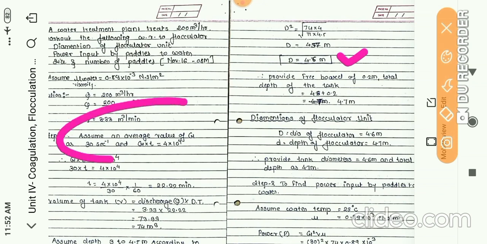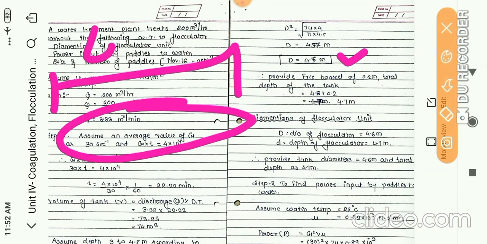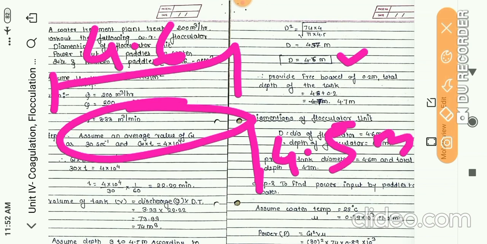So it is the circular flocculator. This total is nothing but the d, that is 4.6, and the depth we have assumed is 4.5 meter. Again we have to add some freeboard height in that. So let's say this is the 4.5 up to this level, and this is the freeboard height.